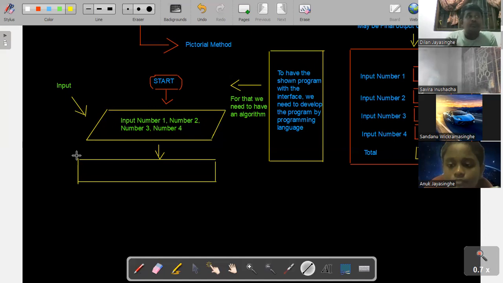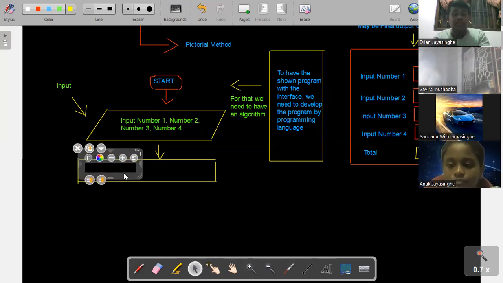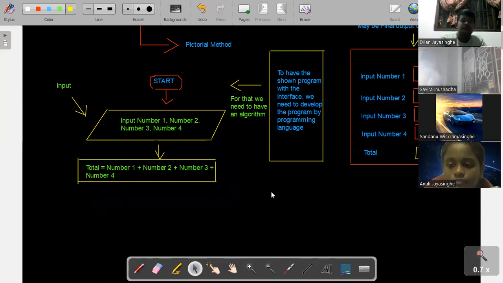Therefore, we are going to present this process in a rectangle. Children, log into the next session. Another few seconds to end this session. Therefore, we are going to show this process in a rectangle. Okay? Total equals number 1 plus number 2 plus number 3 plus number 4. Right. This is the process.